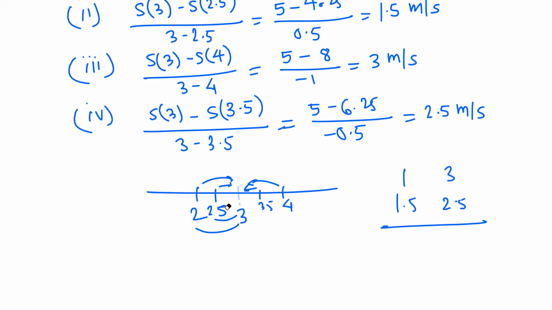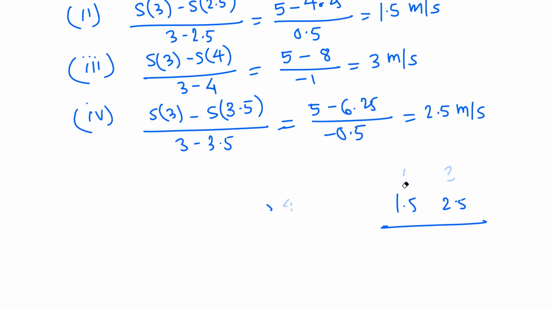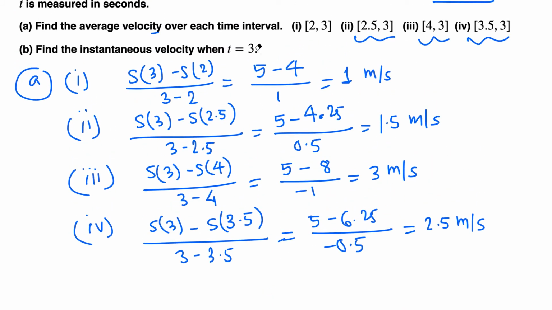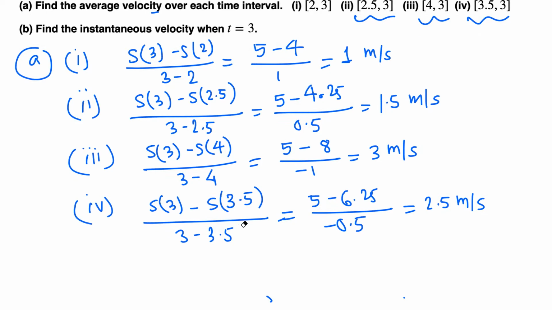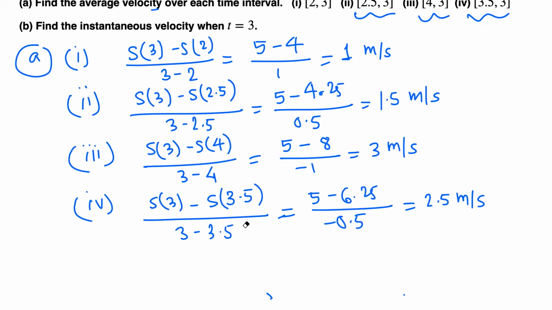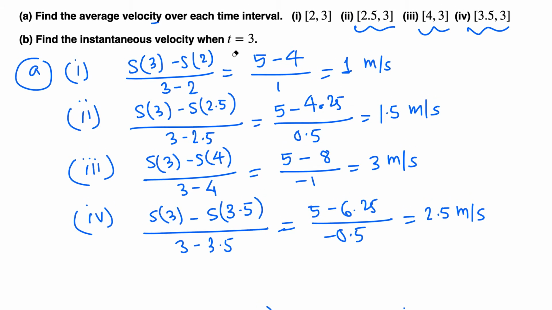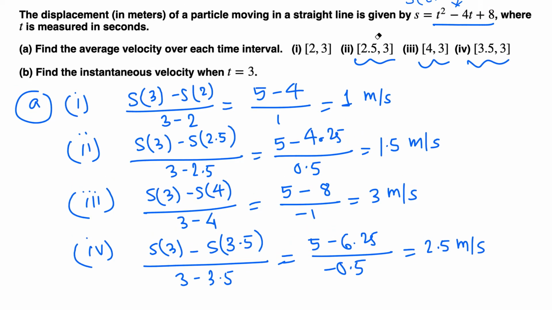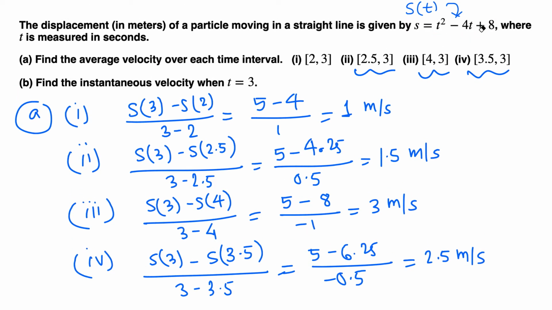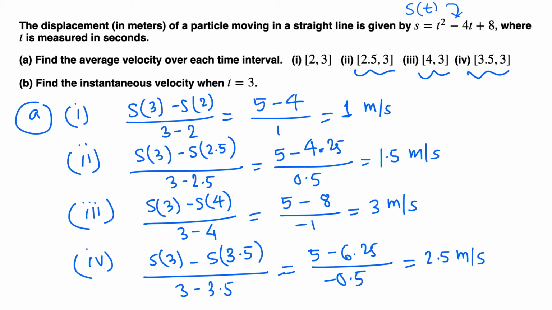But we cannot go in this way. If you want to do this, then we need to go really close to 3, not 2.5. We need to go maybe 2.999 here, not 3.5, 3.001, something like that. So let's find the instantaneous velocity of this function at t equals 3.